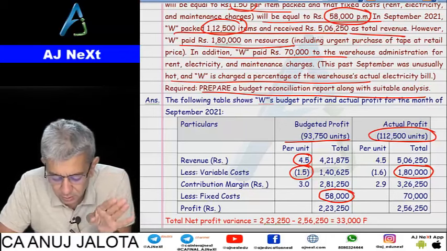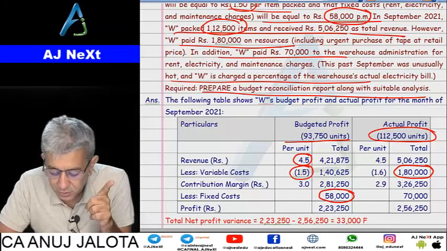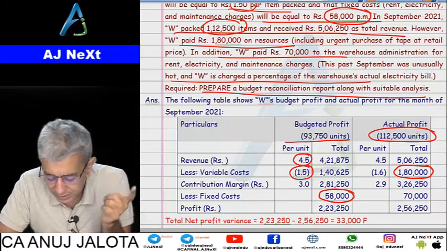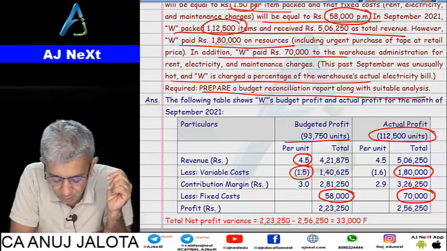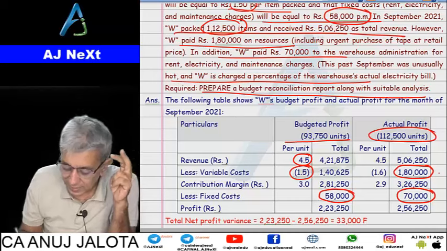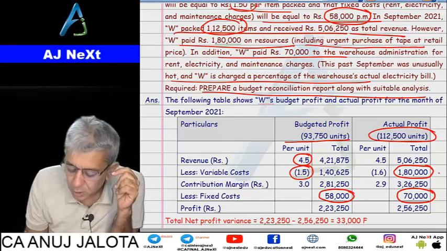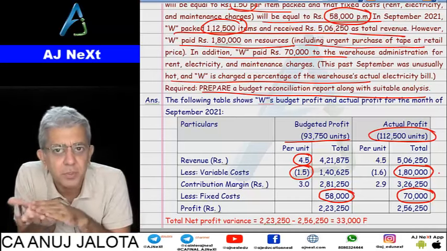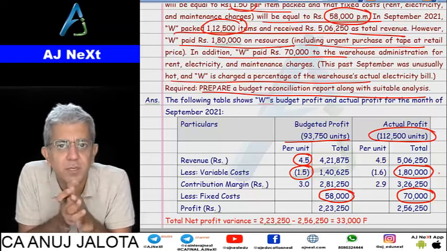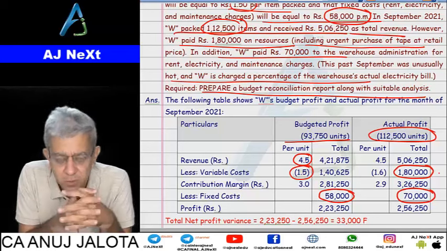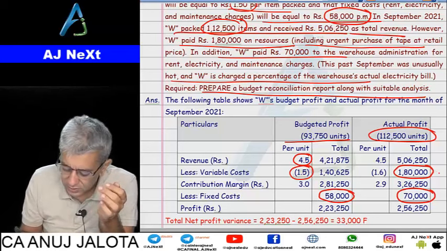In addition, 70,000 rupees was paid to the warehouse for rent and so on. So therefore, 70,000 rupees was paid. Now, two things. This 180,000 of variable cost included urgent purchase of tape. So tape must be their raw material. We have to purchase something on an urgent basis. So obviously rates will be higher. Okay. So that is why this cost is higher.